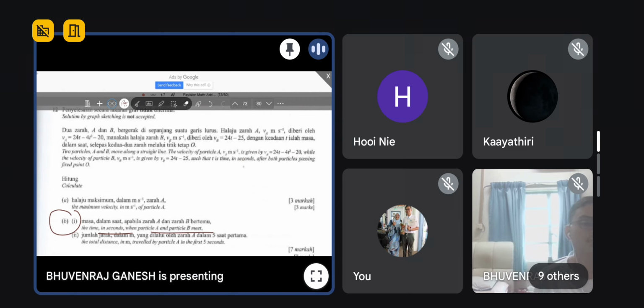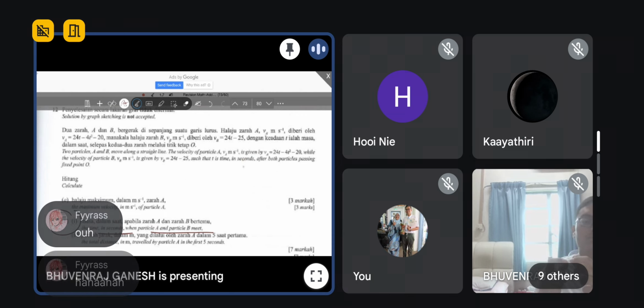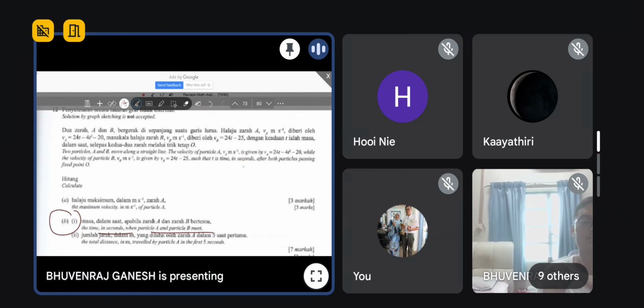Okay guys, one concept you all need to know. When two particles meet, right? When two particles meet, what is the distance between them? Who can tell me? What is the distance between the two particles?